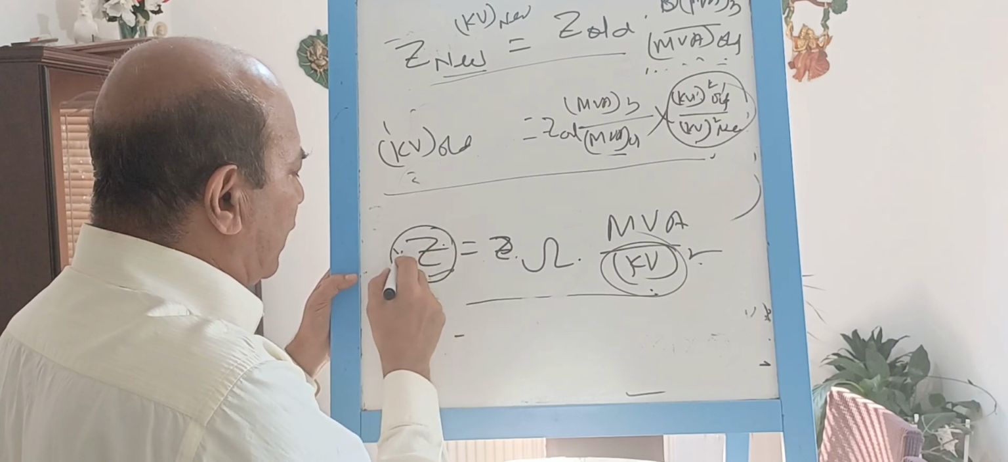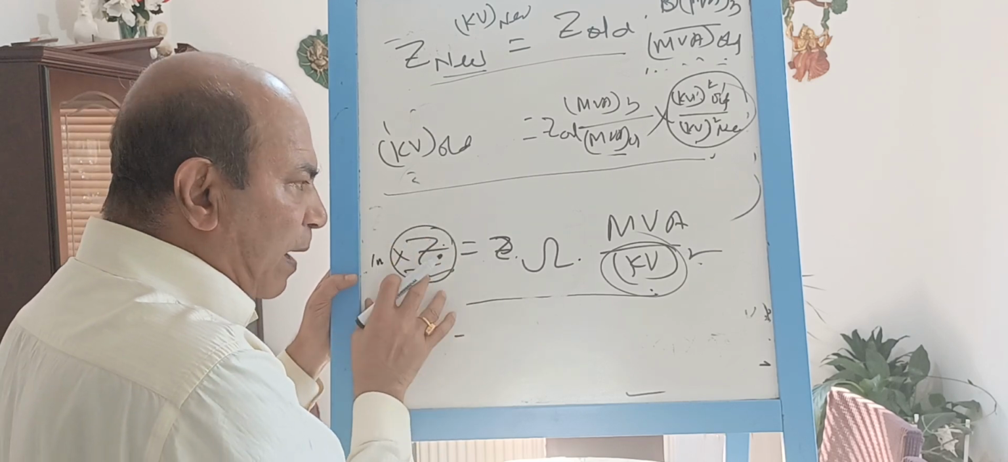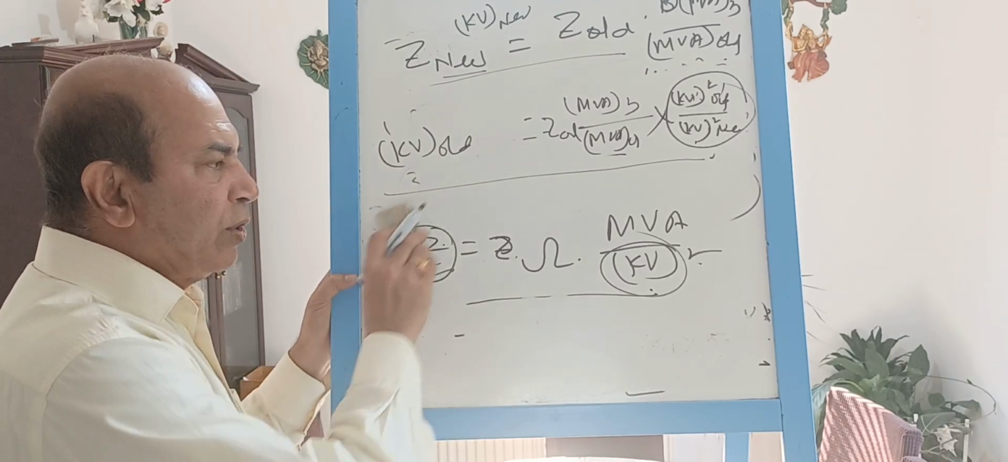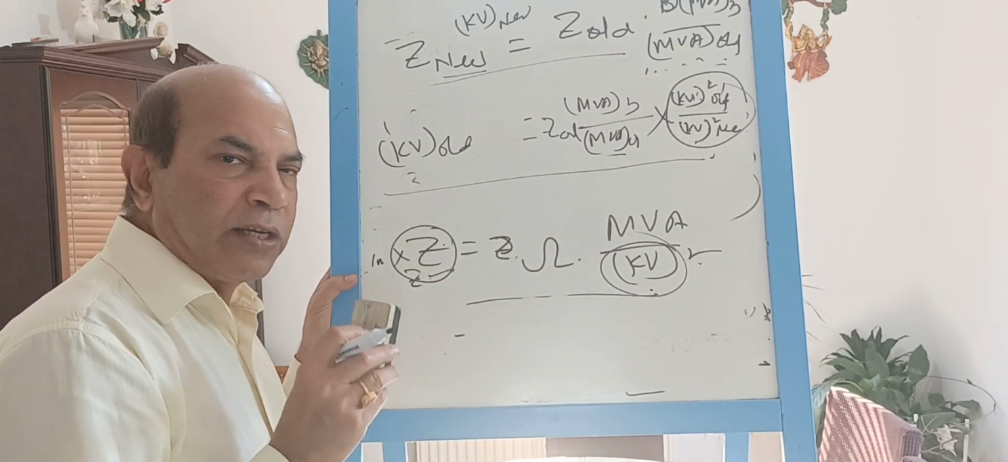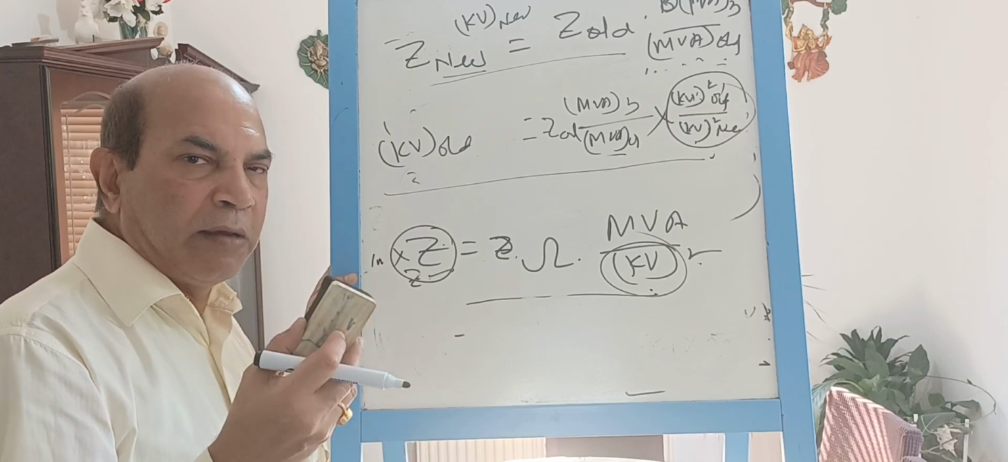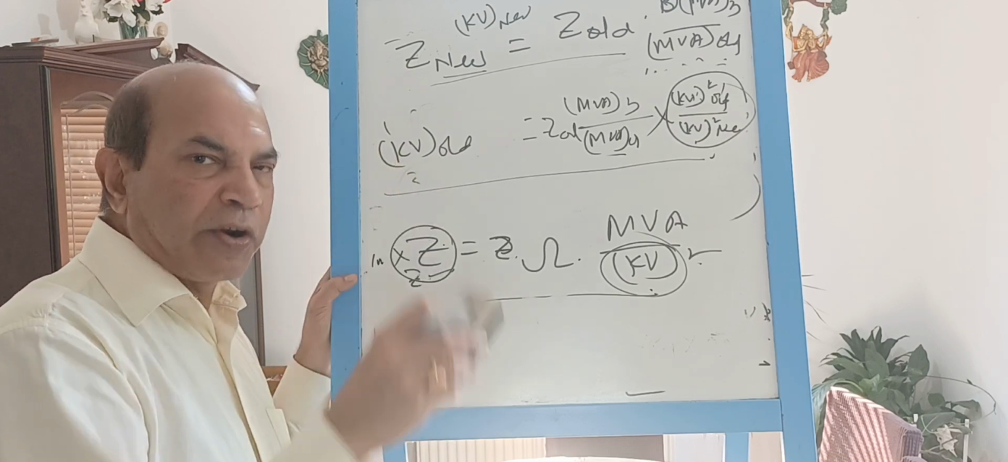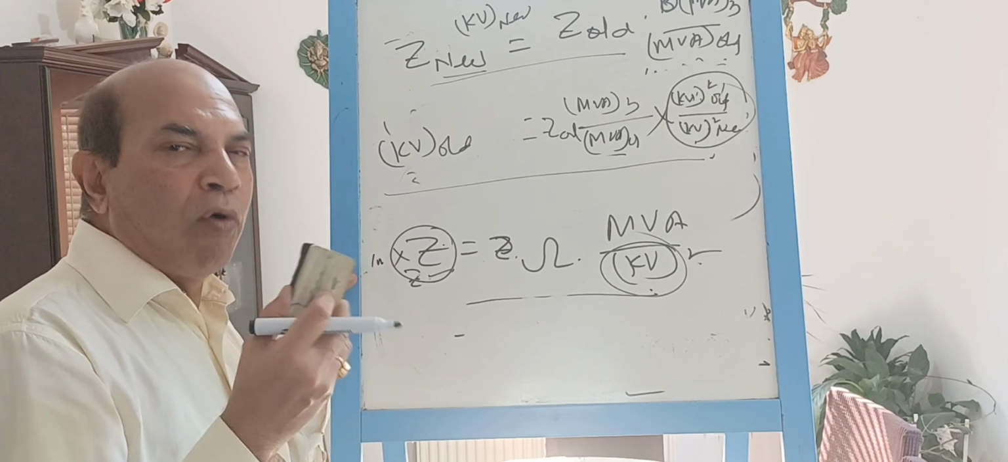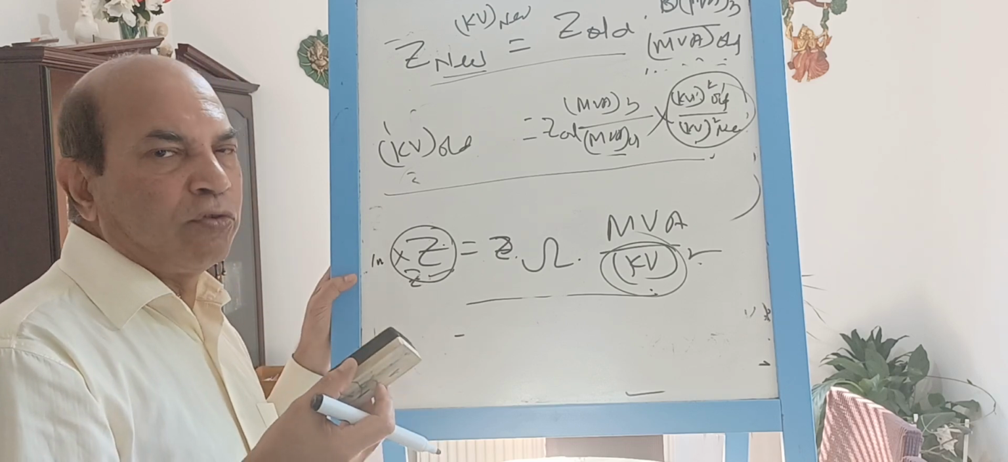If we go percentage, then it equal to 100 so that per unit into kVA square by MVA. This is the formula. And mainly this per unit system or percentage system we use when there are multiple voltage levels in the overall AC circuit. But ohmic value is suitable when it is only one voltage level equipment.